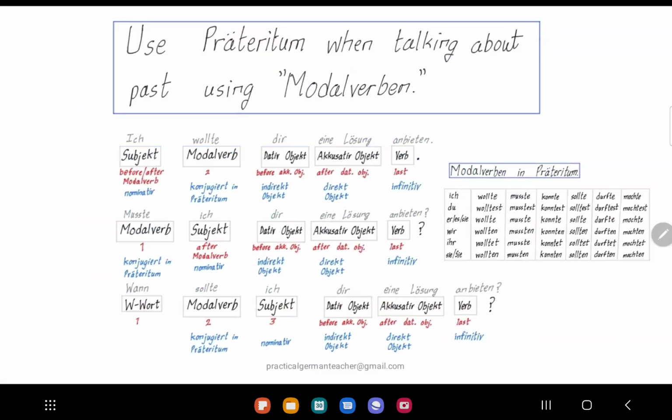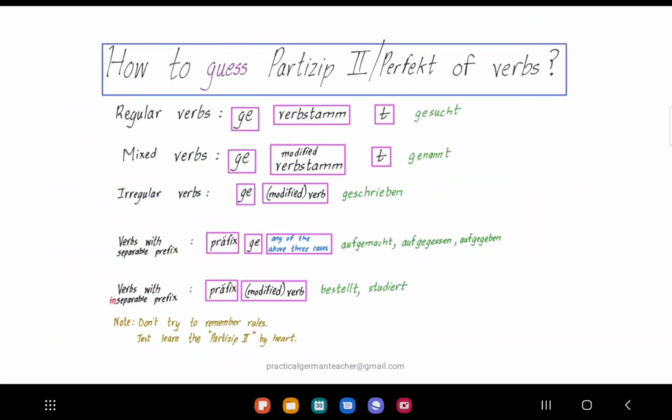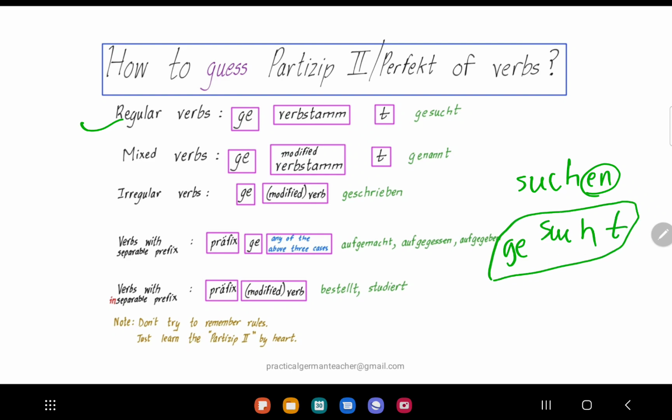Okay, so I think you are ready now to write sentences in past tense. But before I do that, you're asking, right? So how do I know what is the participle two or perfect of every verb? There are rules. So let's look at the rules first, and then let's look at why you don't need to remember the rules. So for regular verbs, let's say the verb suchen is a regular verb. You remove this part, you just take this one and you add ge over here and you add t over here. That's how you get participle two of regular verbs.